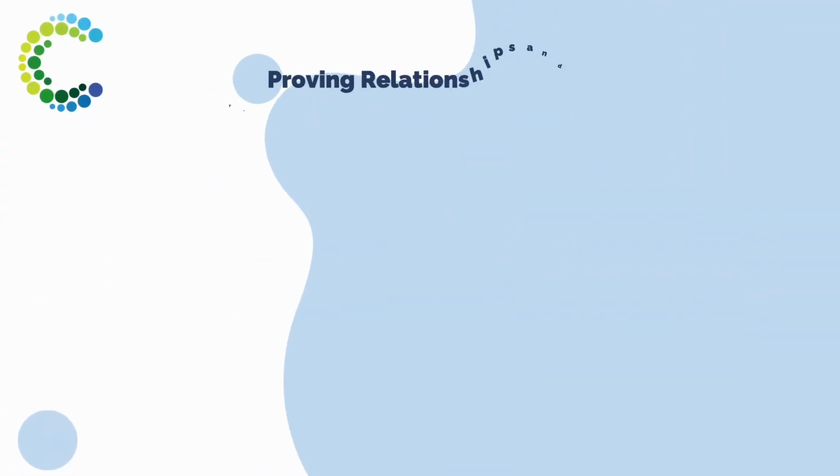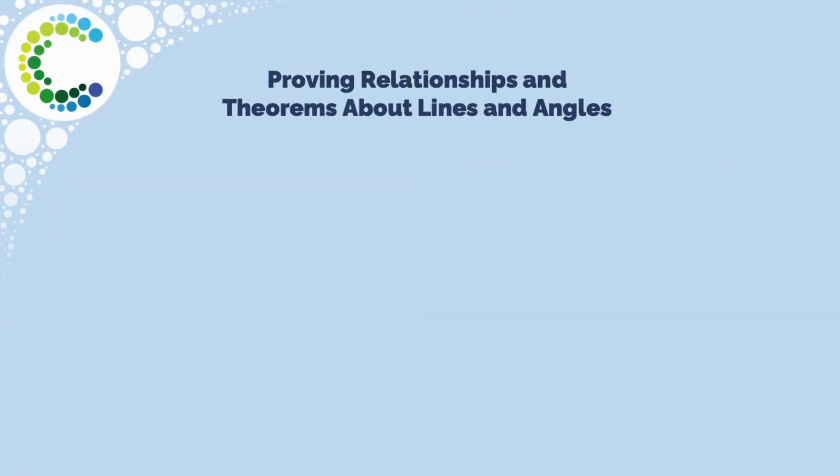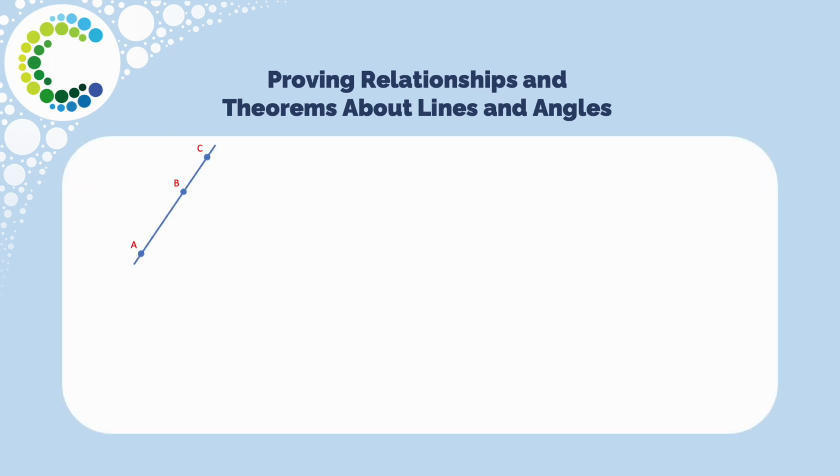Moving on to proving stuff, it's like being a math detective. Let's crack the case of the congruent angles and line segments. In this geometry proof, we are working with two separate line segments, segment AC, which is composed of smaller segments AB and BC, and segment DF, which is composed of smaller segments DE and EF.